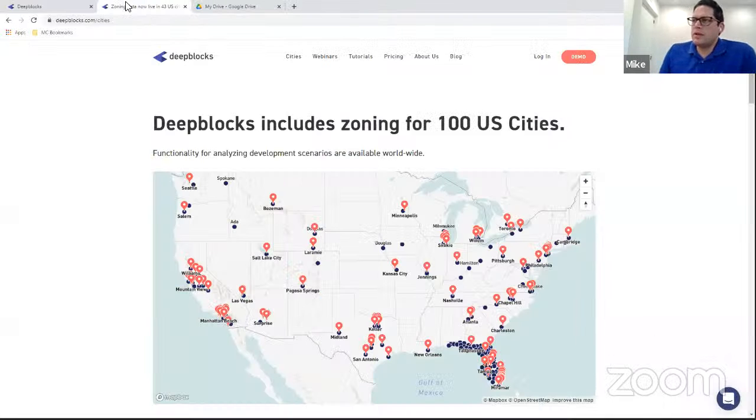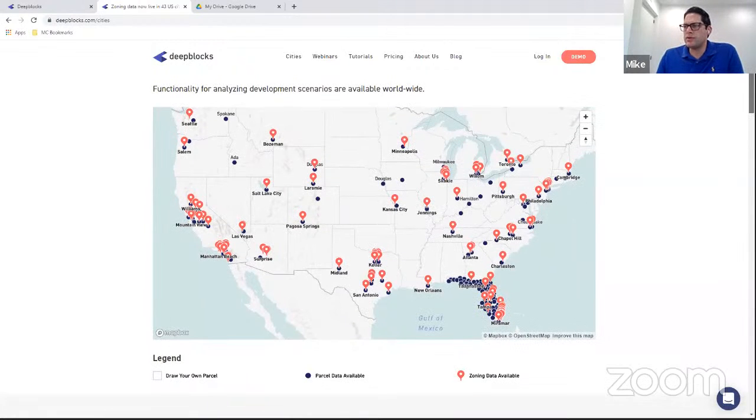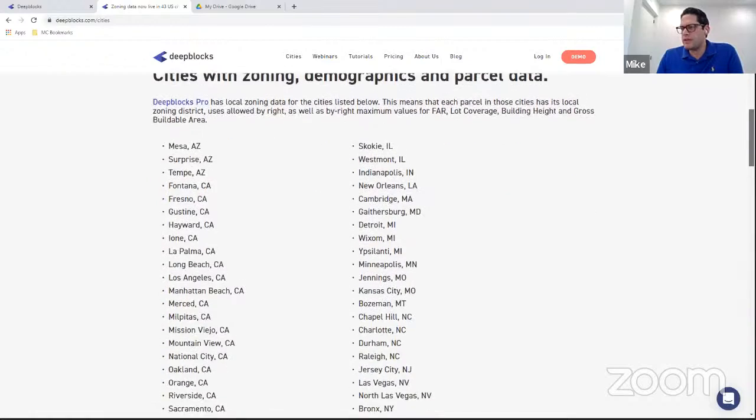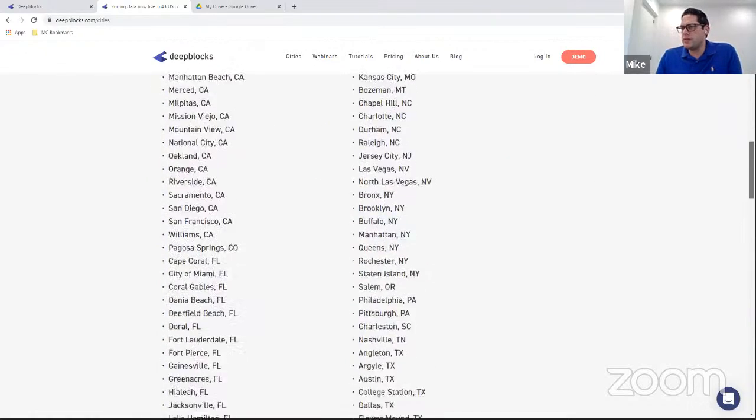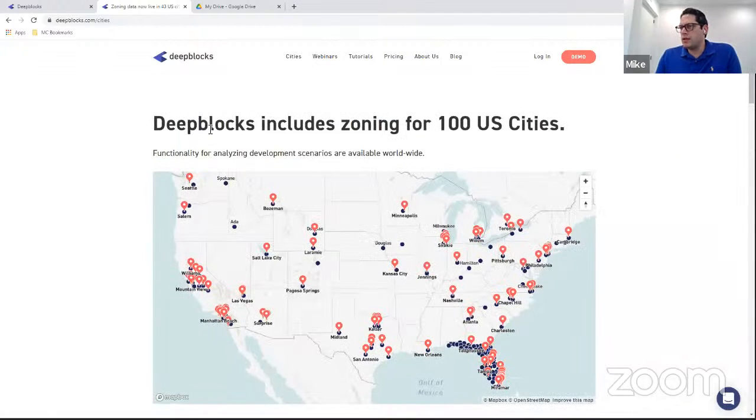So here you'll see this is deepblocks.com on the city section. Now you can see all the red dots are the 100 cities with zoning data throughout the entire country. And the blue dots represent all the cities where we have parcel level data. Down below is the full list of all the cities we now have with zoning. And even though we're at 100 cities and we're truly leading right now with the most cities with zoning, we're continuing to work hard to expand this list and scale out to even more cities. We're already in the process of adding more cities. And always feel free to reach out to learn more about the cities that we are in and the cities that we are looking to add.